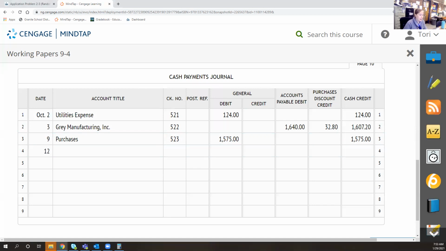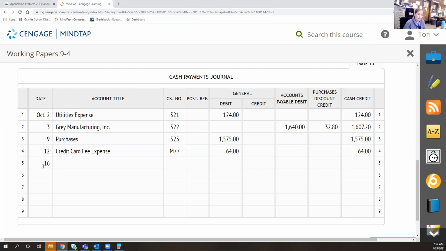Okay, the next one, we recorded a withdrawal for credit card fees from the bank account. So these are just things that happen, and they just took the money out of our bank account, so it's still a cash payment journal. So we're going to put the 12th, and it's a credit card fee expense. And we found this out through a memorandum 77. Now, we're not going to put it in the accounts payable. We're just going to put it in the general, $64, and we credit cash for $64.